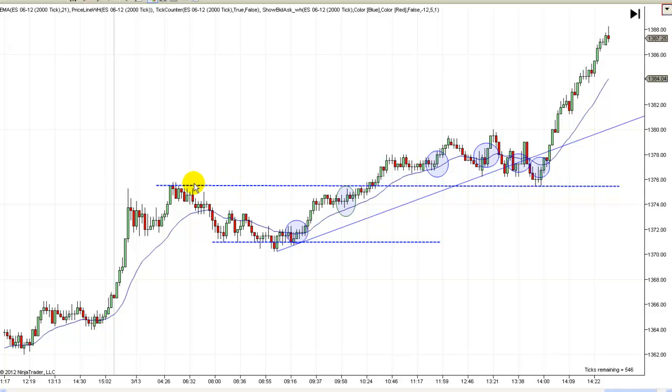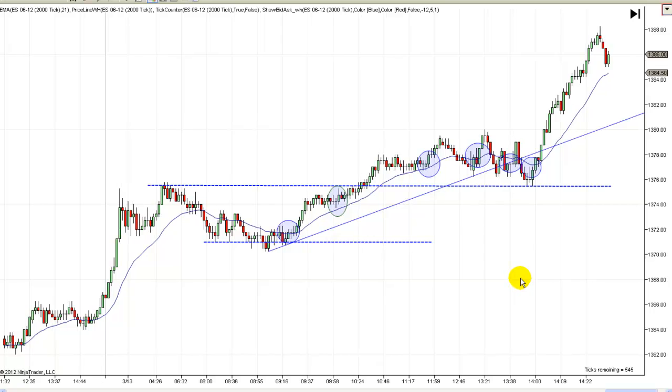Almost always these breakout areas are going to be retested. And sometimes it takes them a while. Here it took them a while. And then once they were tested, boom, off we go to the races to the upside. So let's talk about our trades and then wrap this day up.